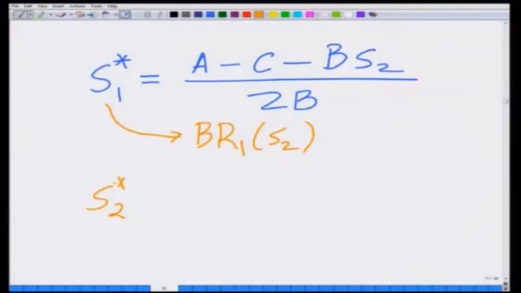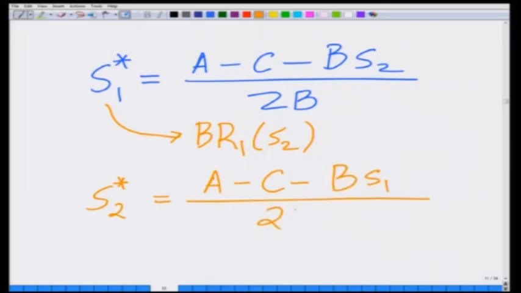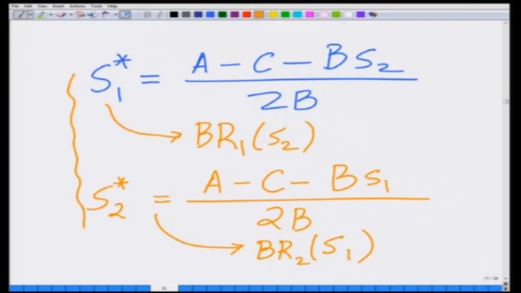Now, again using symmetry, the best response S2 star of firm 2 is given as S2 star equals (A minus C minus B S1) divided by 2B. This is the best response to the quantity S1 produced by firm 1. And therefore, what have we done? We have successfully characterized the best responses for both these firms.